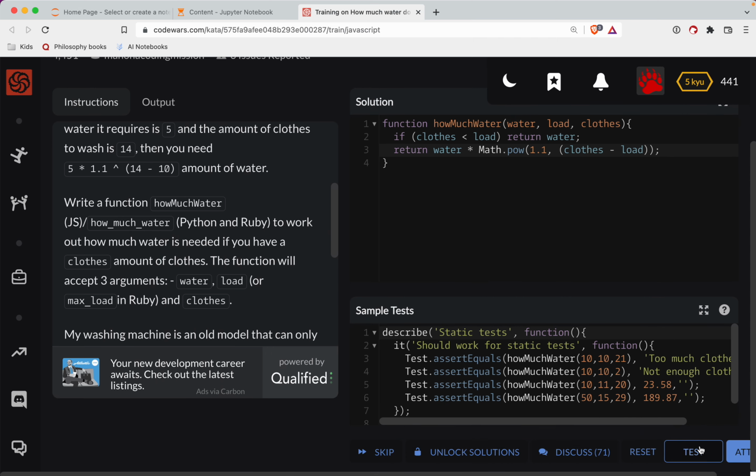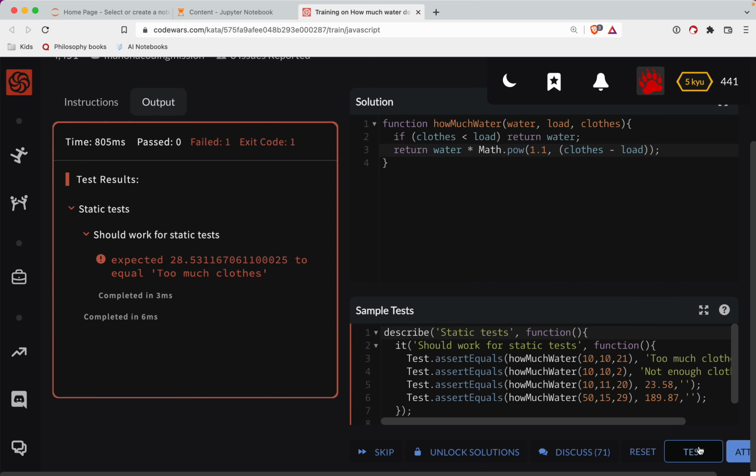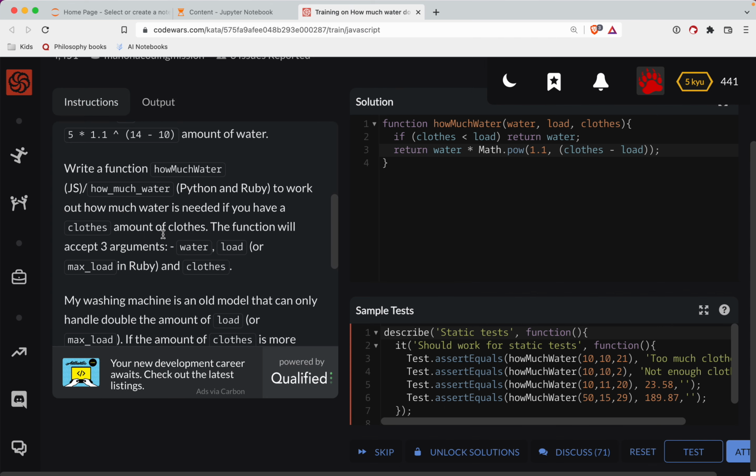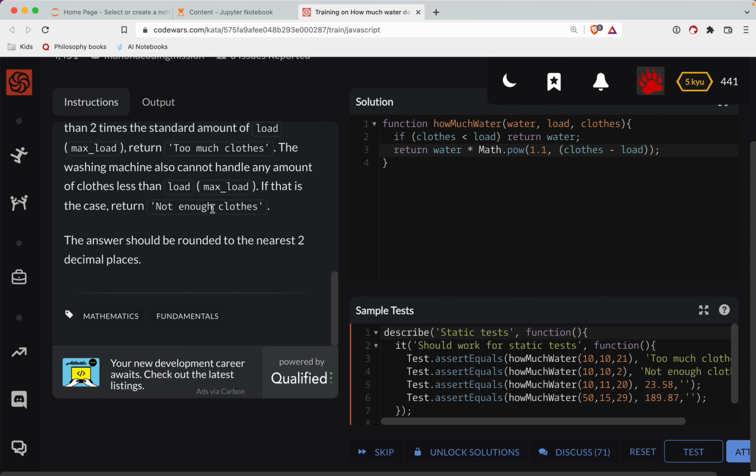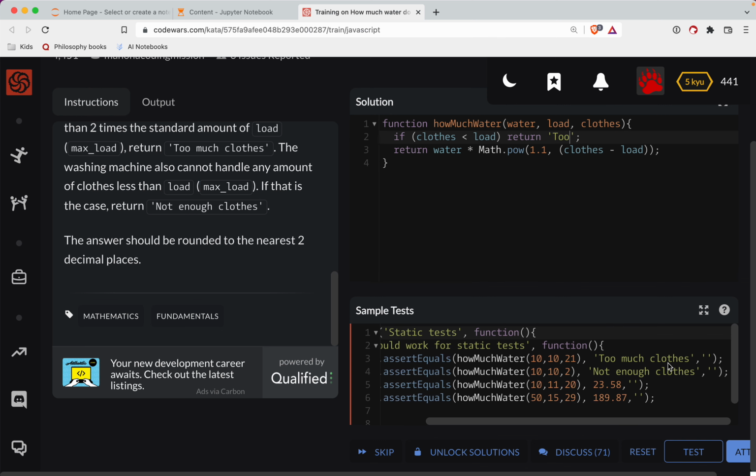I don't know if this is going to work. Let's see. Okay. To equal too much clothes. Oh, what are we doing here? Okay. Maybe I should pay attention. The washing machine also cannot handle any amount of clothes less than the max load. Oh, okay. So here we're going to return, or it would be, not enough clothes.